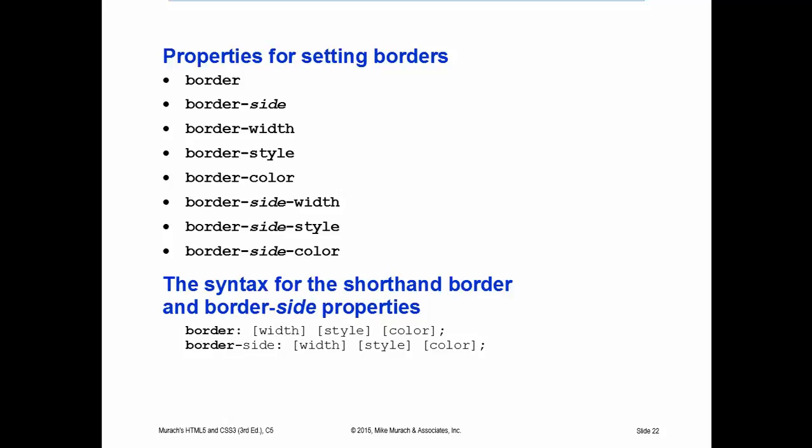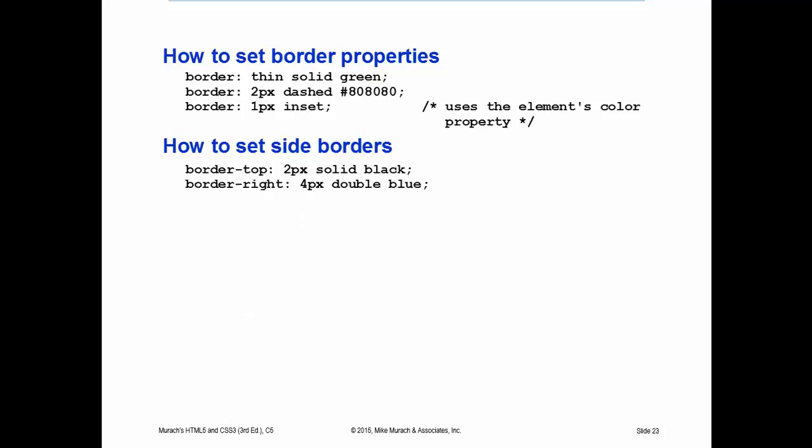Border side width specifies the width of the indicated side of a border. Border side style, the style for the indicated side of the border. And border side color, the color of the indicated side of the border. And there are some examples that follow.